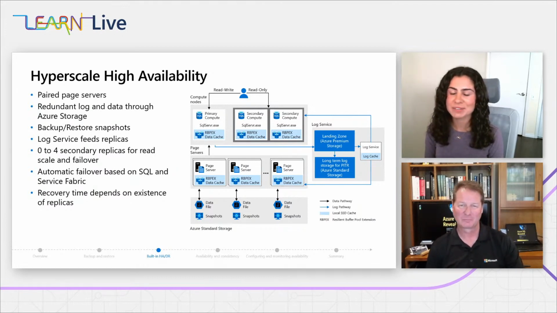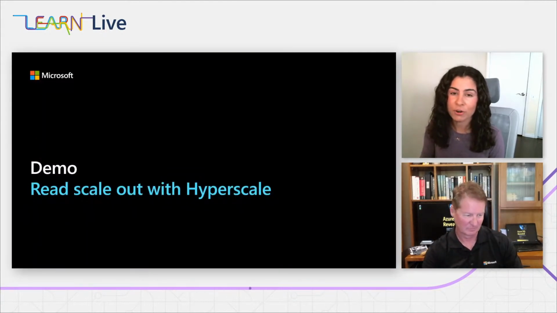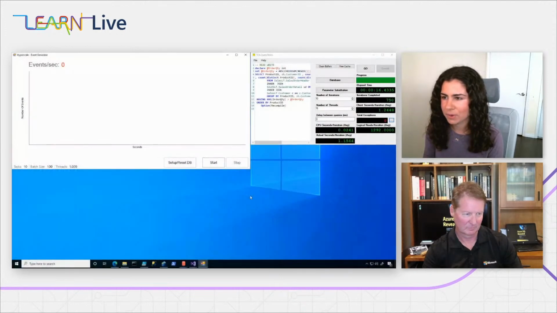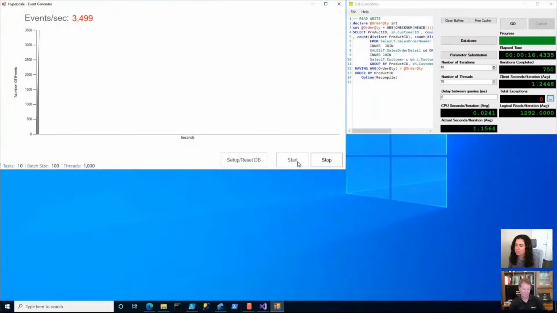Awesome. Cool. Well, Hyperscale is super interesting. I thought it'd be interesting to take a look at a demo. Bob mentioned you could have 0 to 4 readable replicas. So let's take a look at how that actually plays out in a scenario. What I have here is an application that basically inserts a certain number of events per second, as many as we can. This is a Hyperscale database, so it's able to insert around 14,000 events per second, and we're just going to keep trying to insert events.